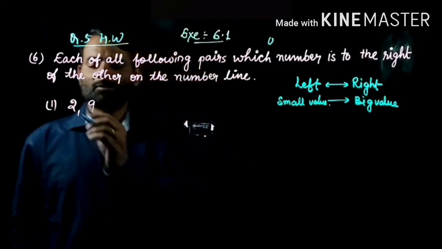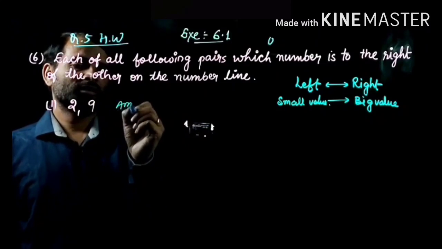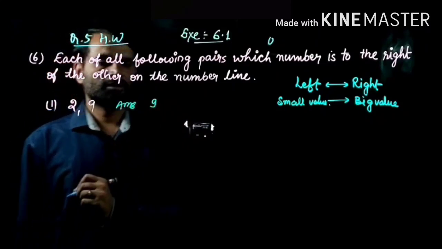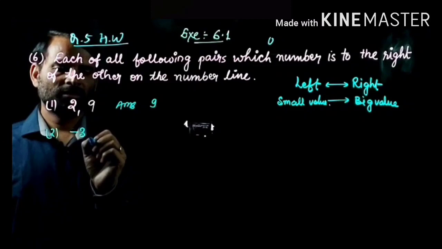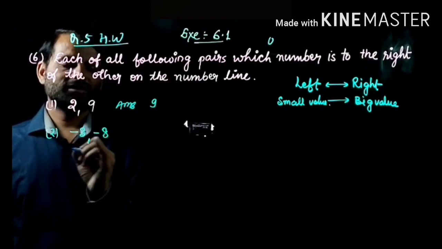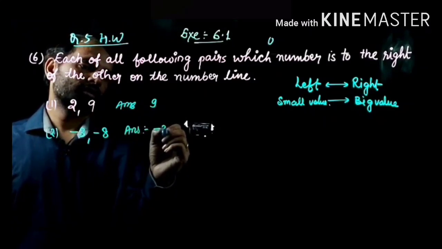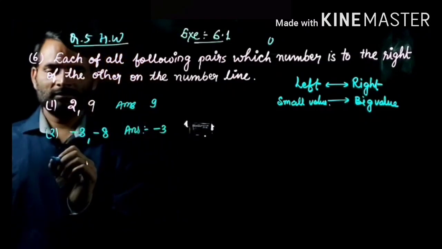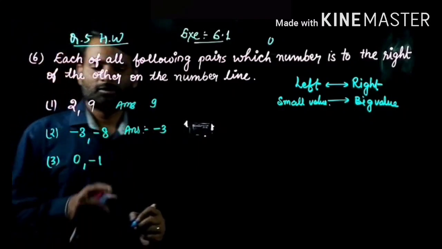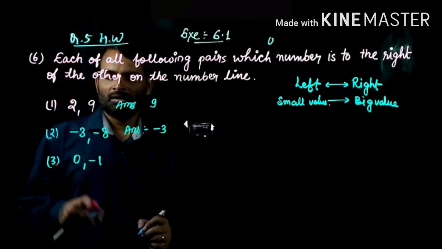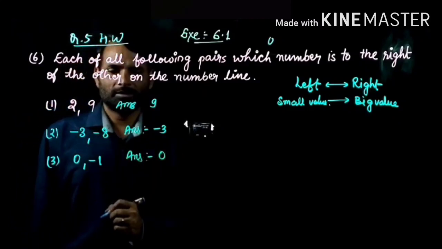That is the first is 2 and 9. So there the 2 and 9 is a answer is which number is 9. Okay, and second question is minus 3 and comma minus 8. That minus 3 and minus 8, the number is minus 3. Number is minus 3 is big. And third number is 0 and minus 1. Here to minus 1 and 0. 0 is a answer is 0 is a big number.